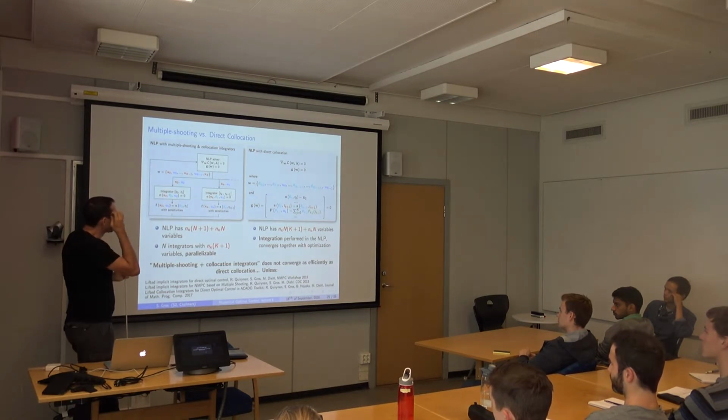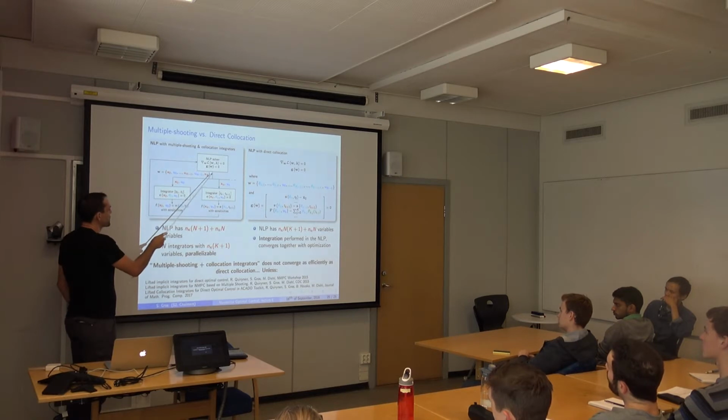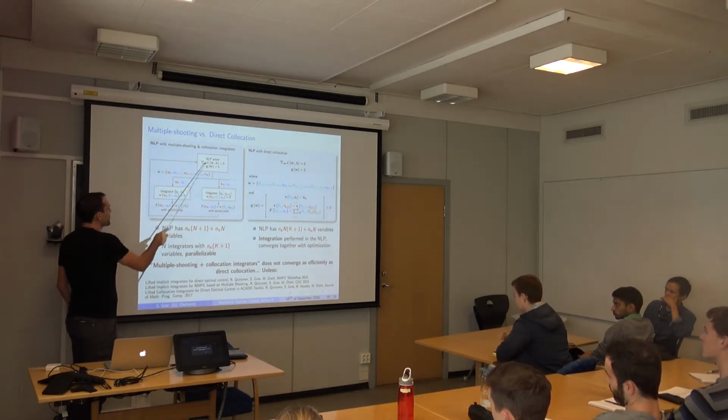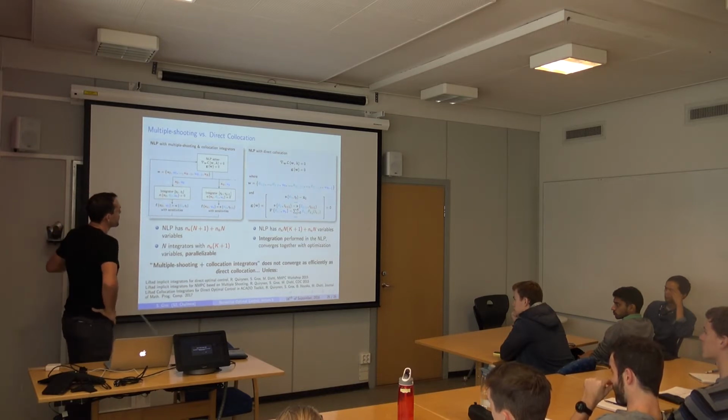And the trick essentially to reconnect these two things is this: the equations are the same, but what is really different is that in some sense there is a bit of a lack of communication between the NLP solver and the integrators because you divide things in this kind of hierarchical structure. And this lack of communication is what makes the convergence a bit slower.